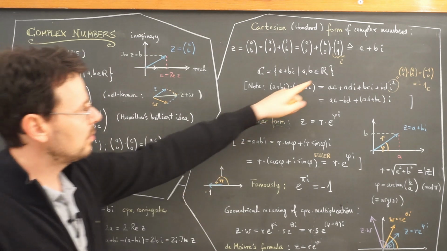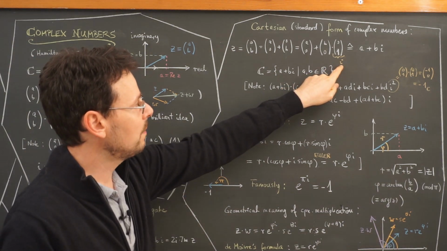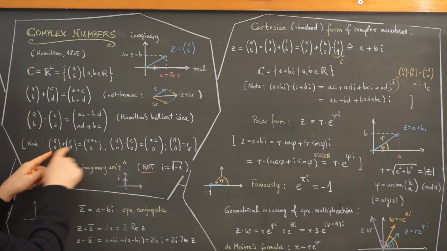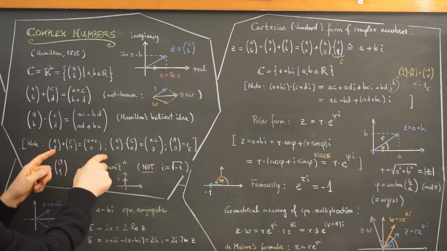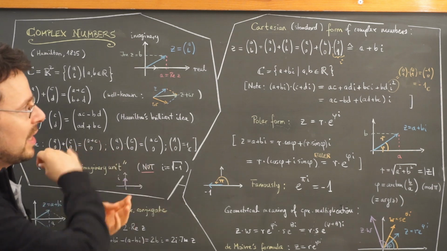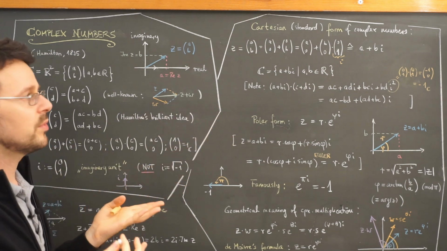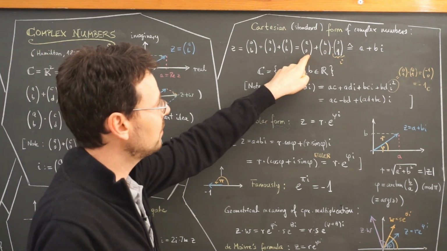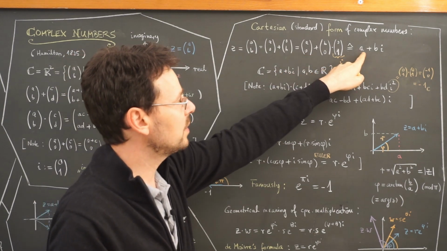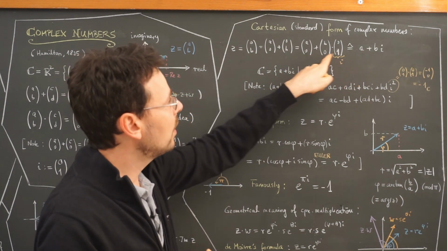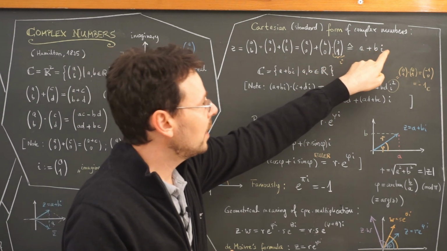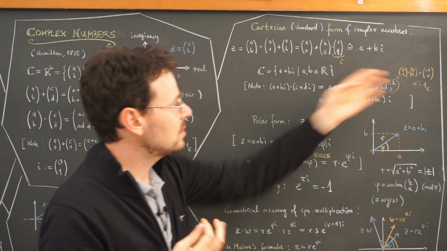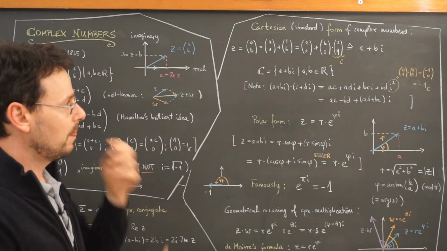This here is nothing but the imaginary unit i, and we already said that these vectors a,0 and b,0 can be thought of as just lying on the real axis, being real numbers. So I identify this vector with the real number a, and I identify this vector with the real number b. And then here remains the only real vector, namely i.